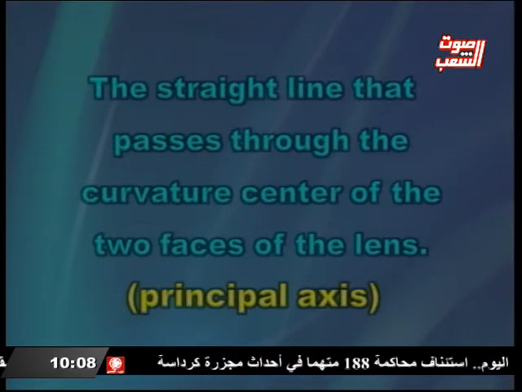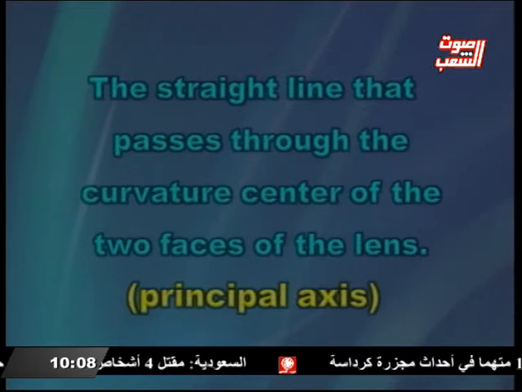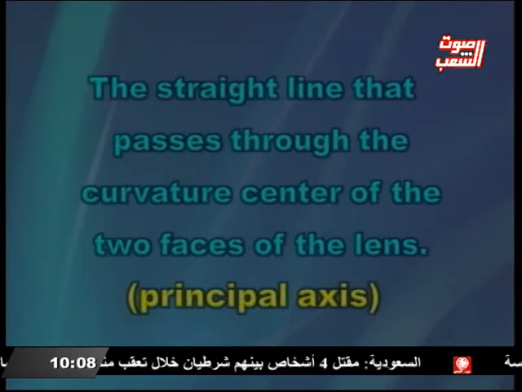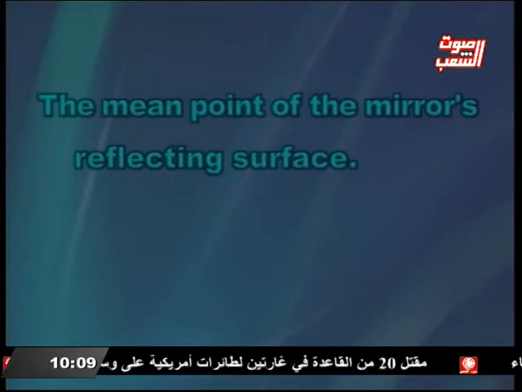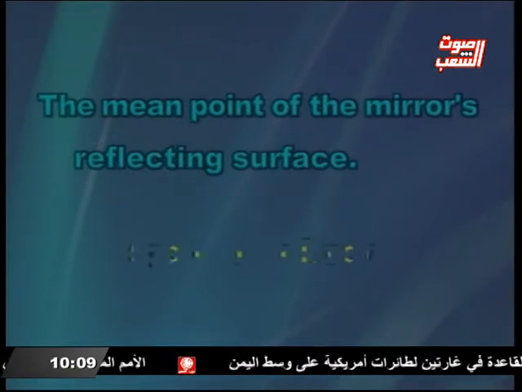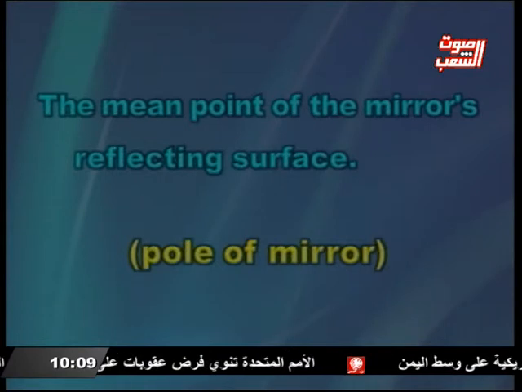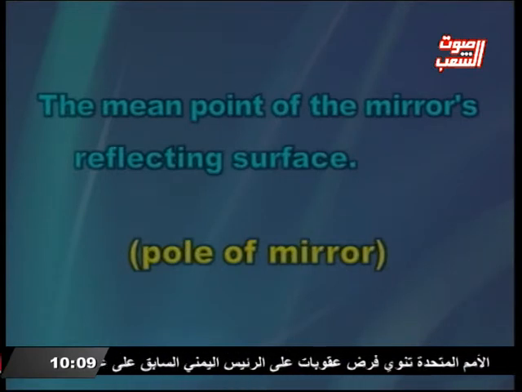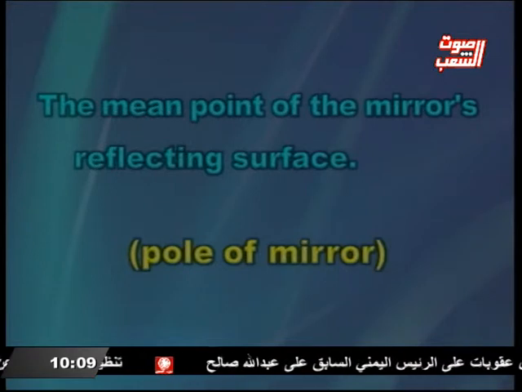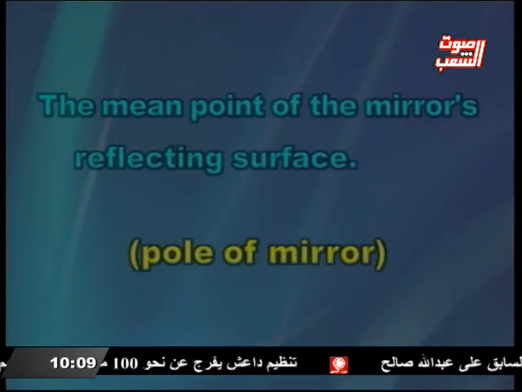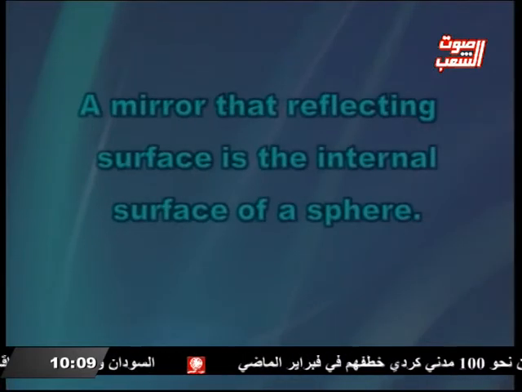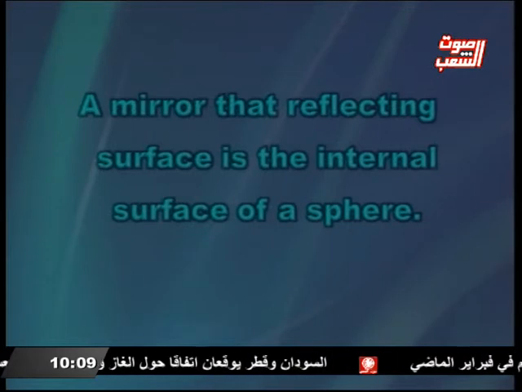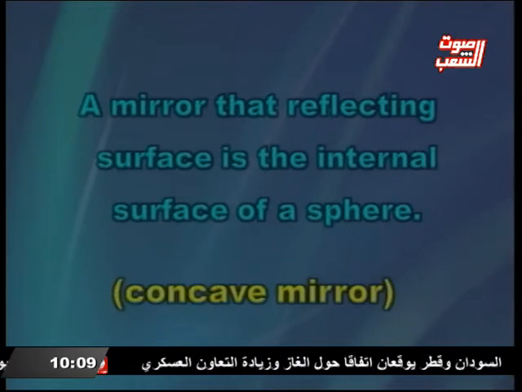We have the keyword here: the straight line that passes through the curvature centers of the faces of the two lenses that connect between them. Another sentence: the central point of the mirror's reflecting surface means what? It means the pole of the mirror, right? And we have another point found in the lenses that we talked about in the last session: the optical center. After that, a mirror whose reflecting surface is the internal surface of a sphere is a concave mirror. Excellent.